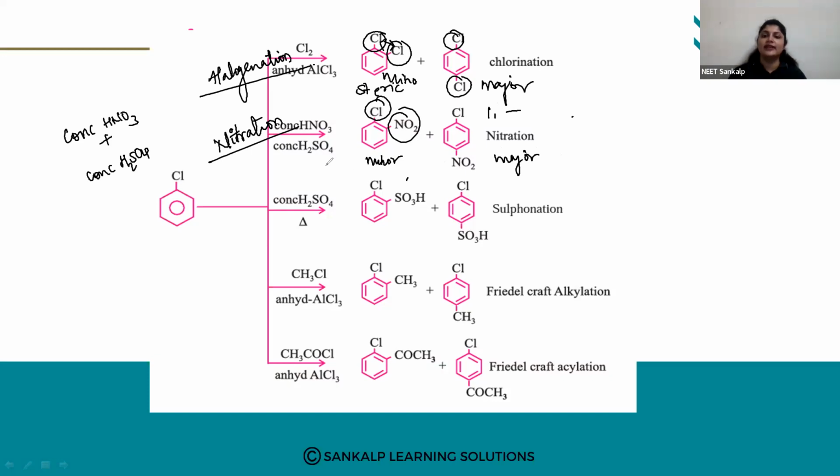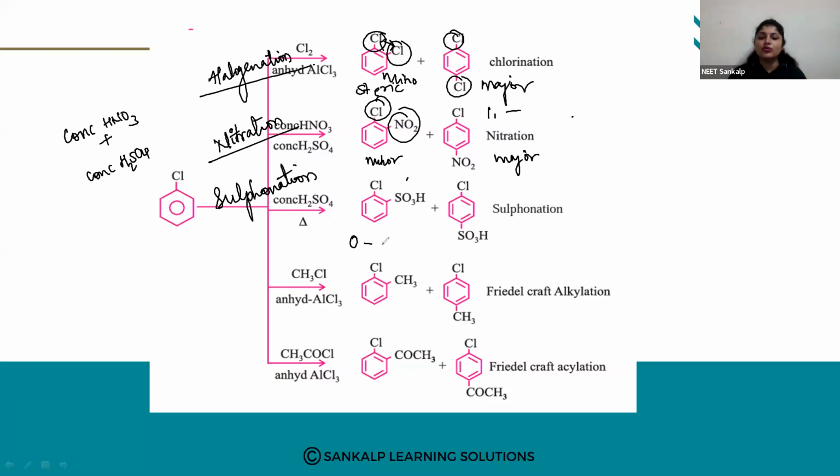Okay, so this is nitration. So it will undergo a nitration. Next, chlorobenzene is reactive with concentrated H2SO4. If you heat it with concentrated H2SO4, this is sulfonation. What is it? It is sulfonation. So it will form products.